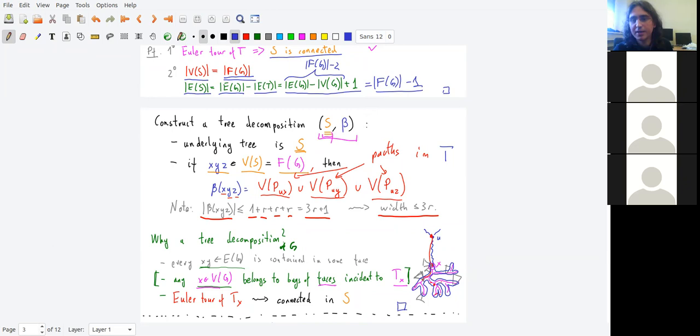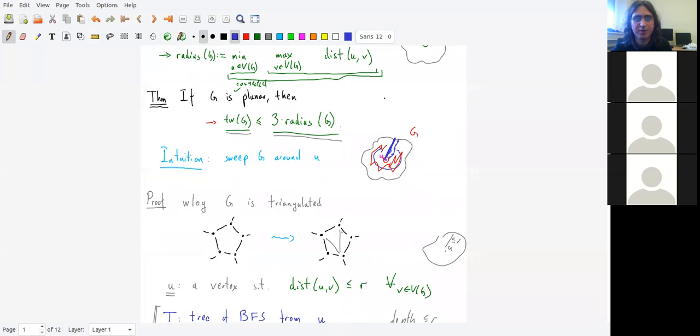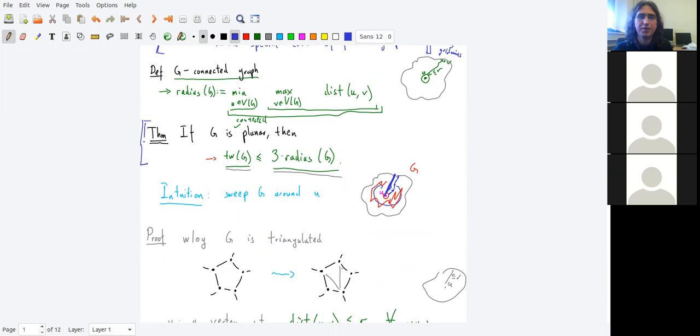What exactly was the thesis? What were we proving from the beginning? Yes, we were proving that if G is a planar graph, or maybe I will go up simply. Yep, we were proving this theorem: if G is a connected planar graph, then the Treewidth is at most 3 times the radius. What we did, we proved it by constructing explicitly a tree decomposition of width 3 times the radius.